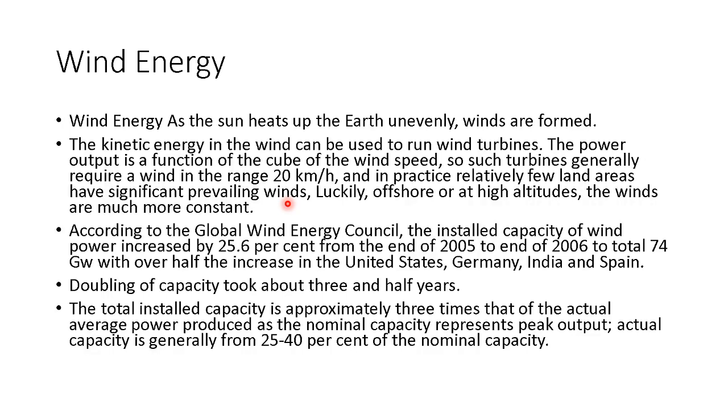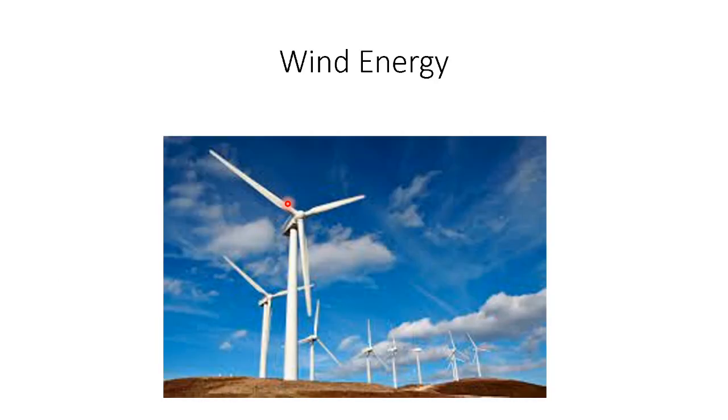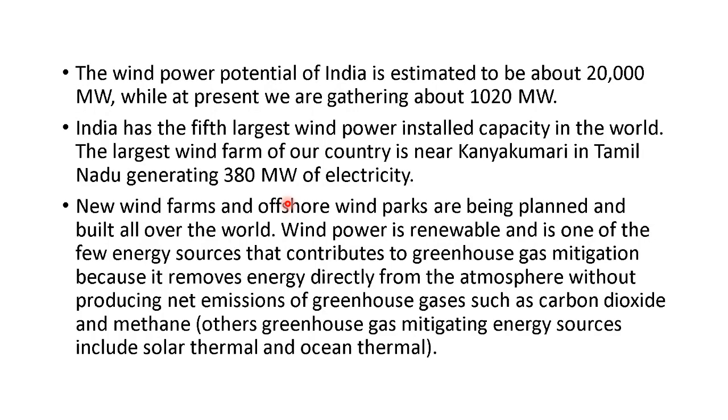Total installed capacity is approximately 3 times that of the actual average power produced, as the nominal capacity represents peak output, and the actual output is 25 to 40% of the nominal capacity. So it has great power potential to generate large amounts of energy, that is 1200 megawatts. India has the fifth largest wind power installation capacity in the world, and the largest farm is near Kanyakumari in Tamil Nadu. Offshore wind parks are also planned and built around the world.